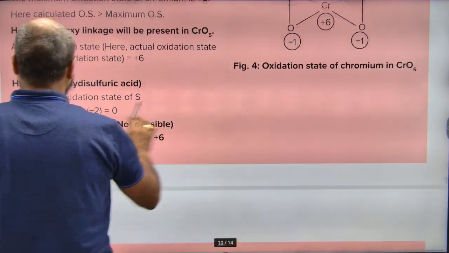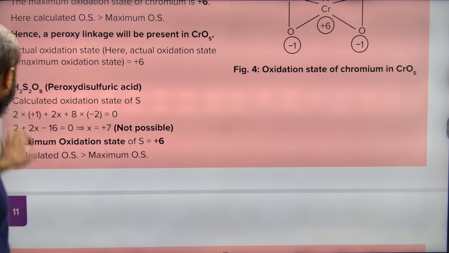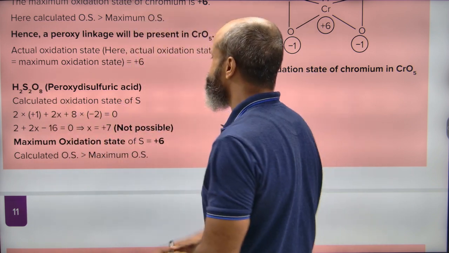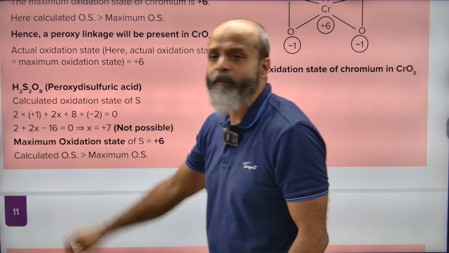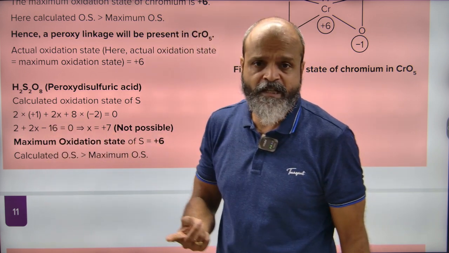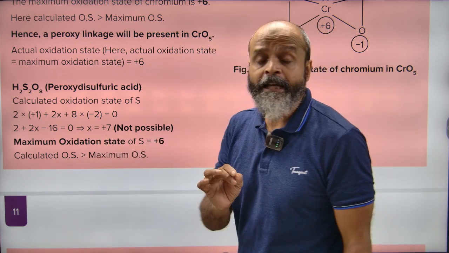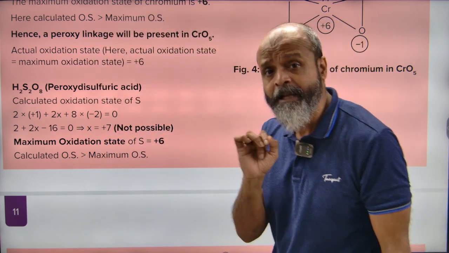If we calculate the oxidation state of sulfur here, we have 2 into +1, plus 2x, plus 8 into -2 is 0. So this will be 2 plus 2x minus 16 is equal to 0. 2 minus 16 gives you -14. You take the -14 to the other side, it becomes +14. 2x is equal to +14, so x will be +7, which is again not possible because the maximum oxidation state of sulfur which is possible is only +6.